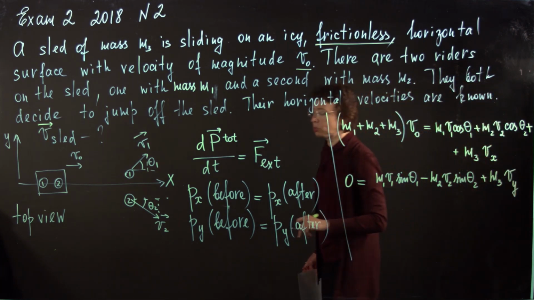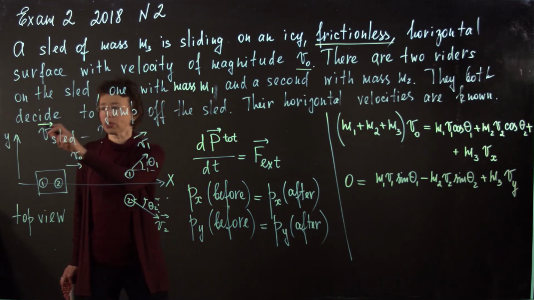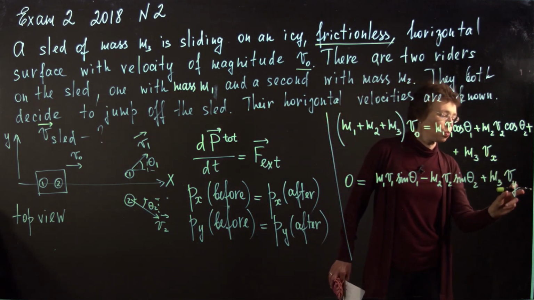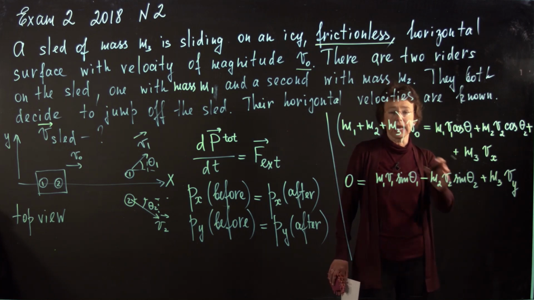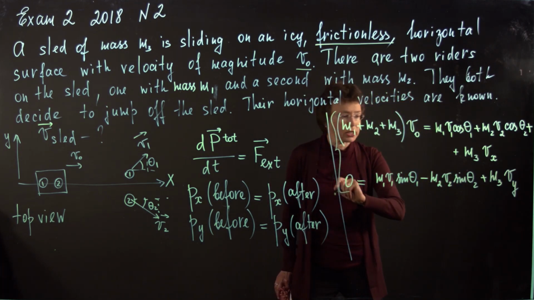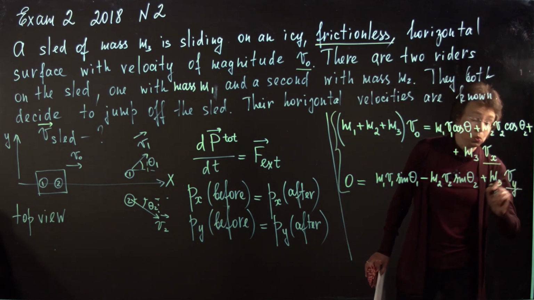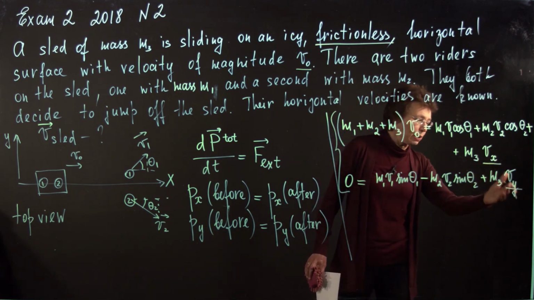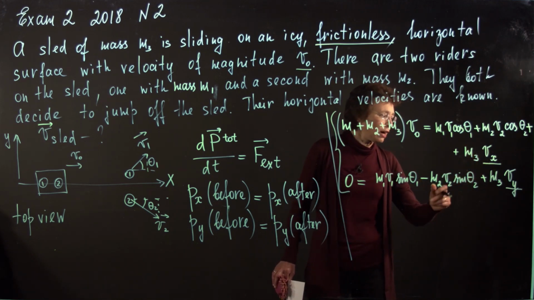I remind you that what we need to find is the velocity of the sled after, and velocity is a vector. So if I know the x component and y component of the velocity of the sled, this means that I know the velocity. And look at this, it's a system of equations. Two equations and two unknown variables, vx and vy. We can solve for vx from the first equation, we can solve for vy from the second equation, and that will be our final solution.